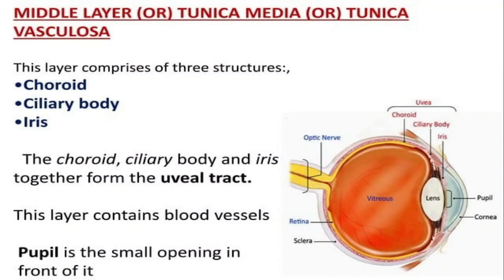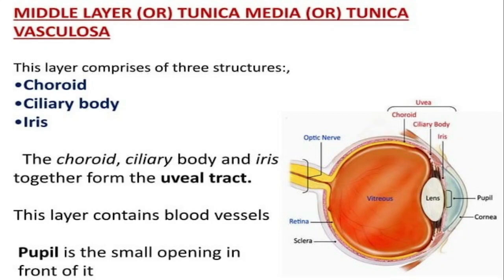Middle layer or vascular layer. The middle layer or vascular layer of the eye is called the choroid. It is located between the outer layer of the eye, which is the sclera, and the inner layer of the eye, which is the retina. The choroid is highly vascularized, consisting of a lot of blood vessels that supply oxygen and nutrition to the eye.